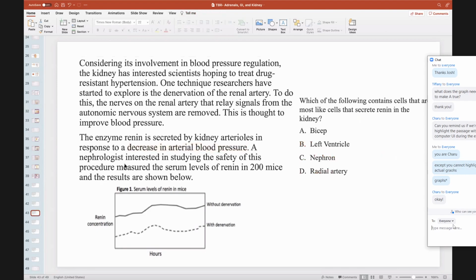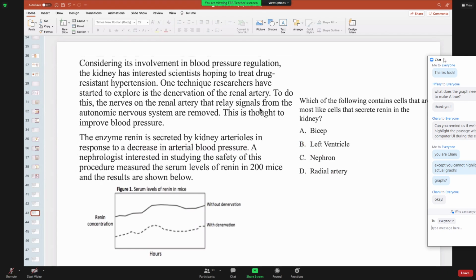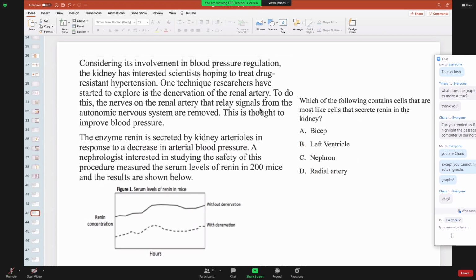Next question, which of the following contains cells that are most like the cells that secrete renin in the kidney? It's about a minute to answer this one.